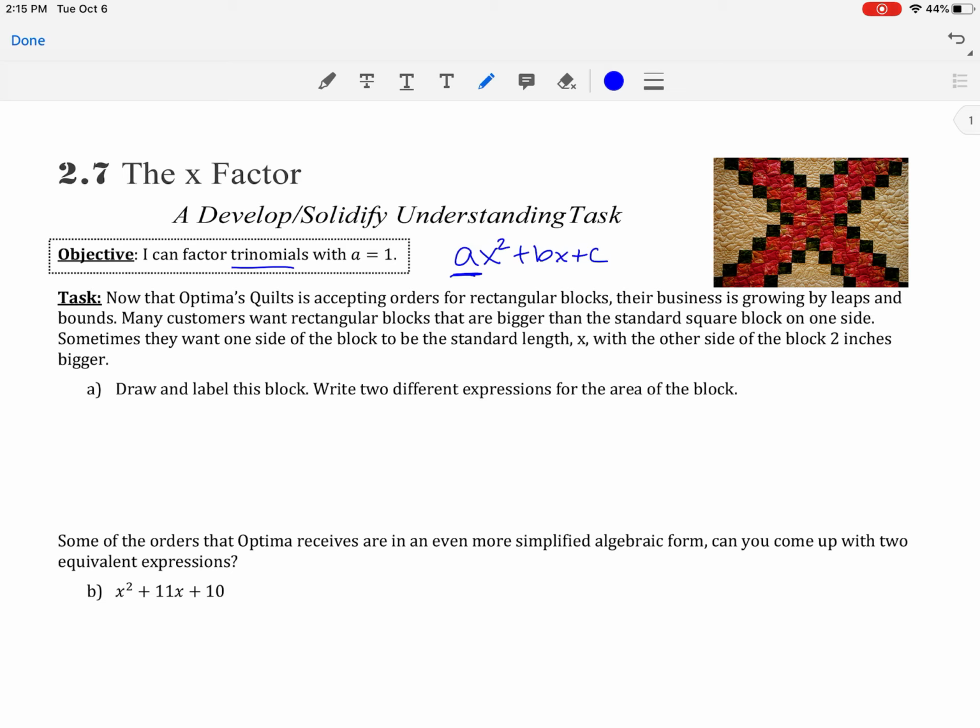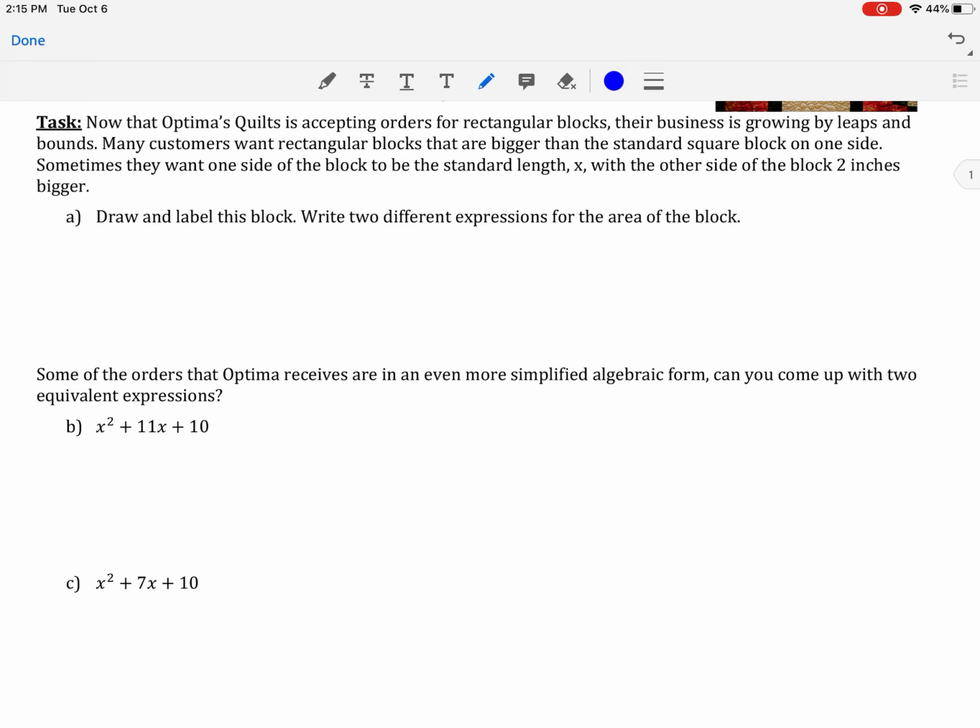We are going to practice factoring those today, or breaking them down into smaller pieces that if we multiply them back together, it will give us what we started with. So for the first question, it gives us a situation of quilt blocks again, and we're talking about blocks that are different lengths. So we're looking at rectangles this time instead of squares.